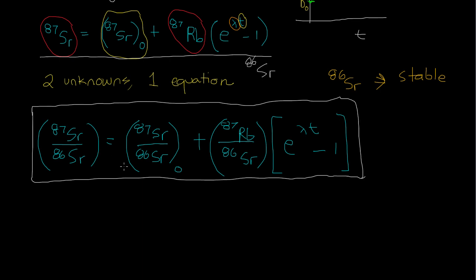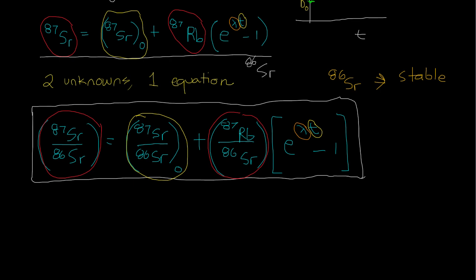Once again, let's circle the things that we can measure. We can relatively easily measure these isotopic ratios in the rock. And once again, we know the value of the decay constant. What we don't know, the unknowns in this equation, are the initial ratio of the strontium isotopes and the time. So once again, we have one equation, two unknowns.